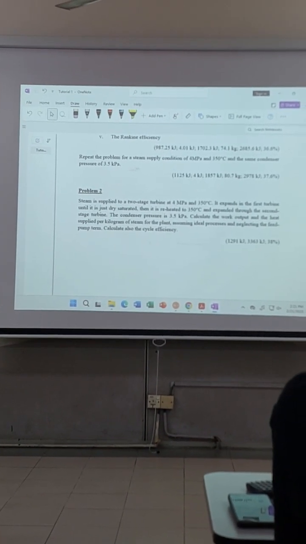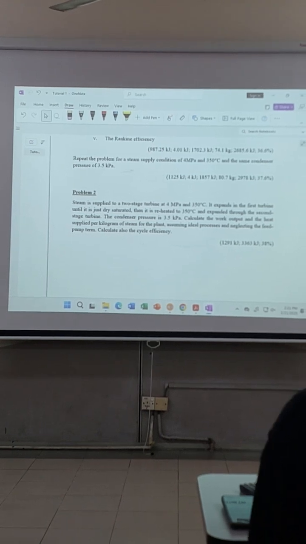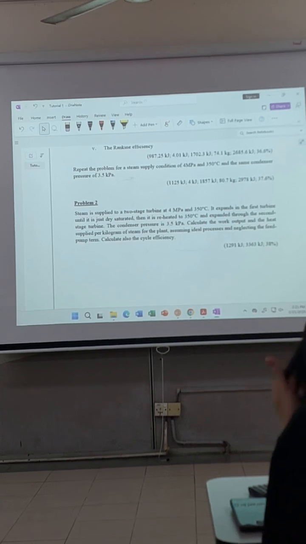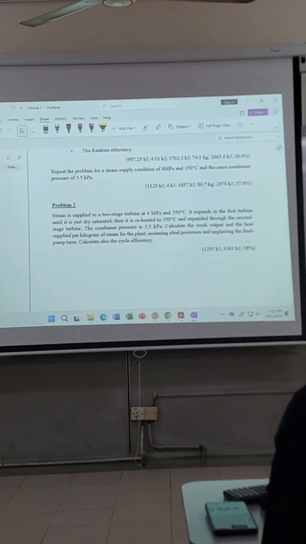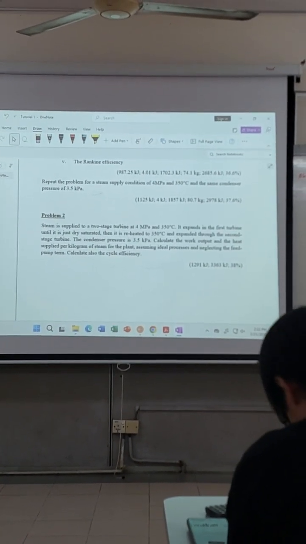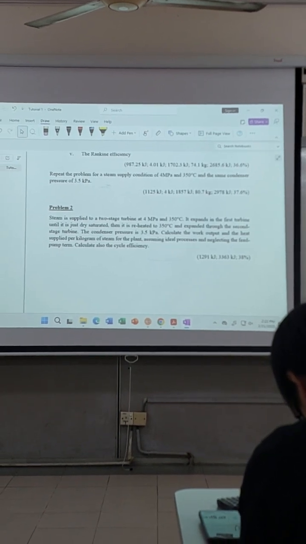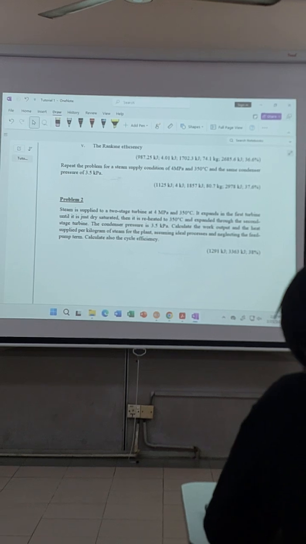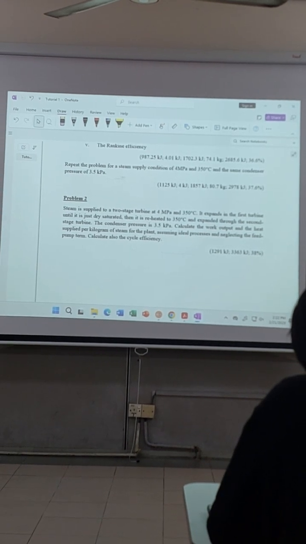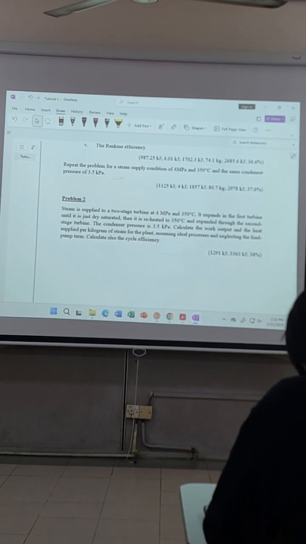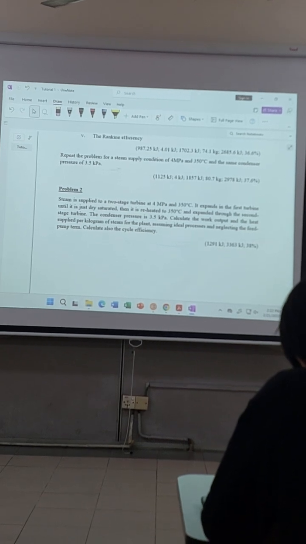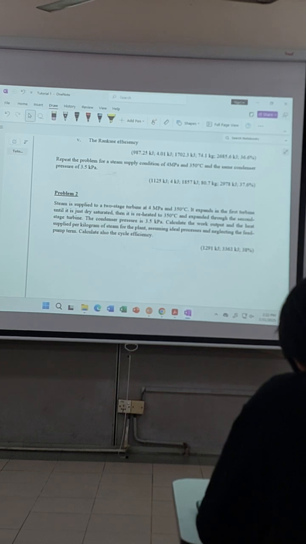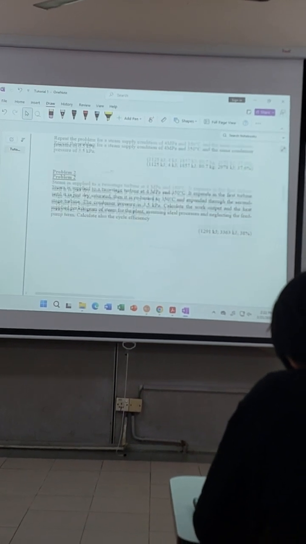Calculate the work output and the heat supply per kilogram of steam for the plant, assuming ideal processes and neglecting the feed pump term. Calculate also the cycle efficiency. This question has a very interesting assumption, whereby it asks you to neglect the feed pump, meaning neglect the pump work. So how do we do this? Let's try to analyze this cycle first. Okay.